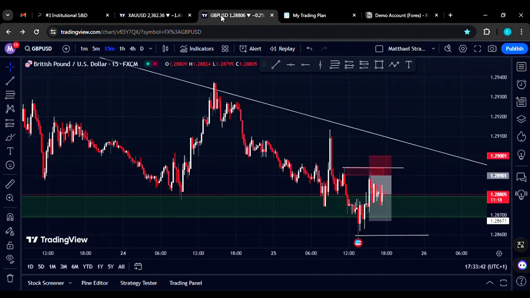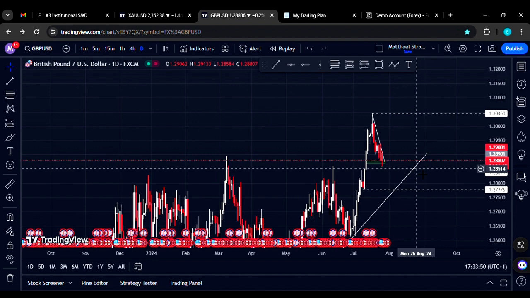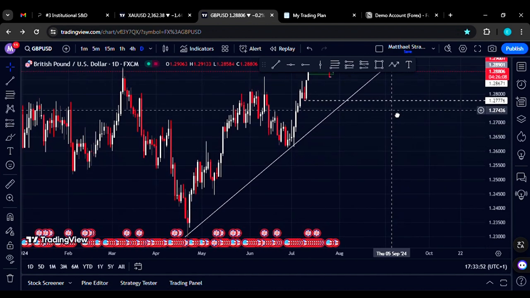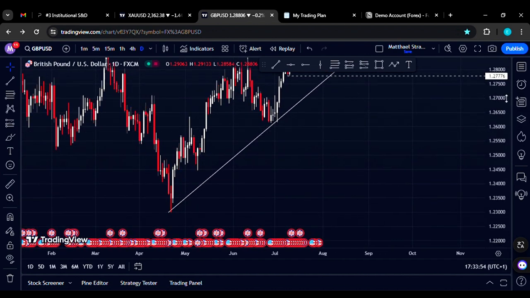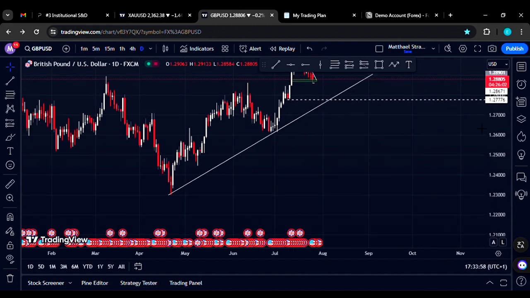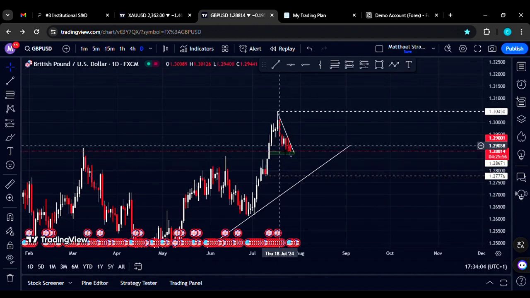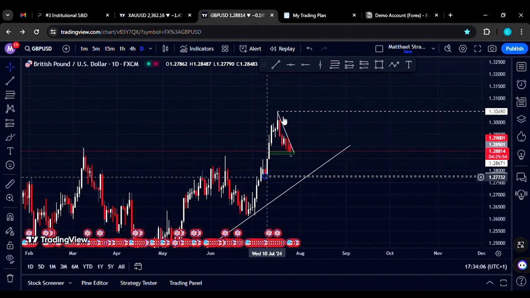The same thing happened with GBP USD. I went to the daily chart. As you can see, price is also on the uptrend on GBP USD. So I also looked at my recent swing, recent price range, which is from here to here.